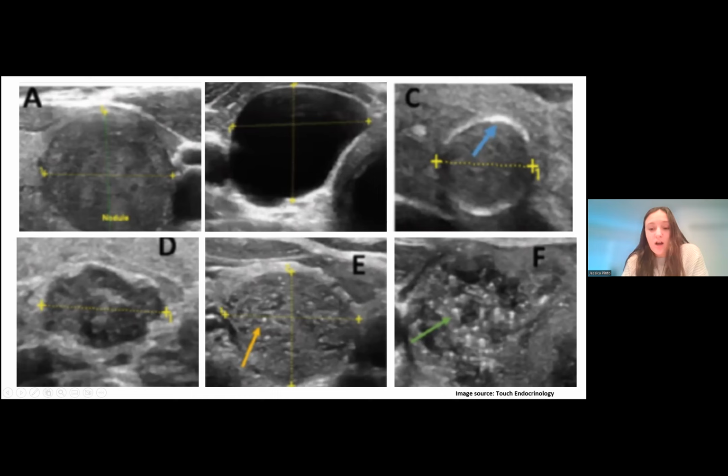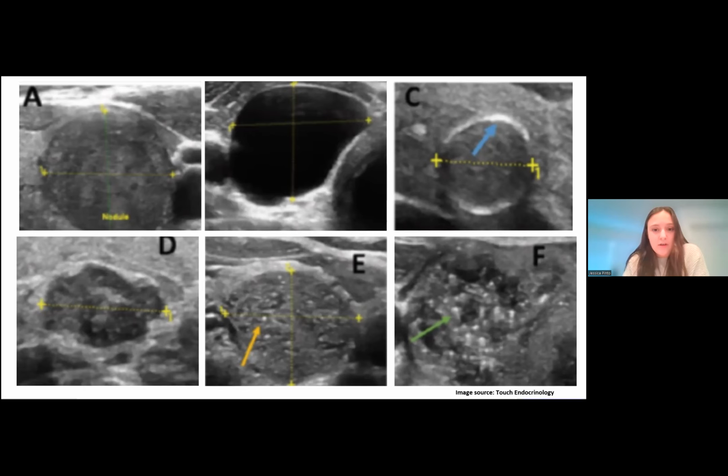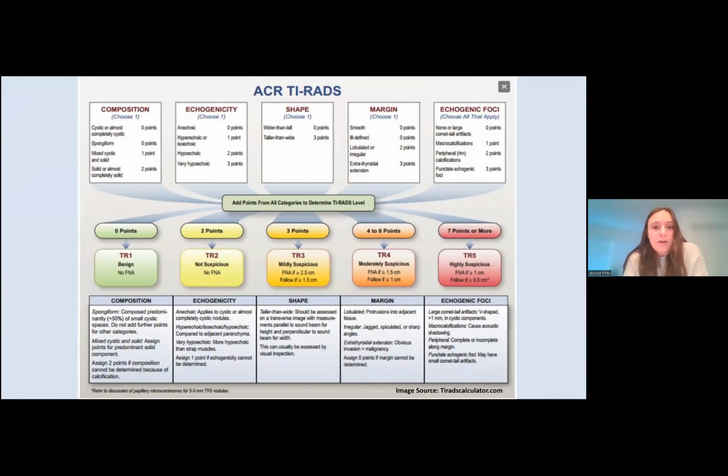And that's what they call comet tails, which is another finding that radiologists look for on the thyroid ultrasounds. So the American College of Radiology calculates this TIRADS score. They look at the composition, the echogenicity, the shape, the margins, and then the foci, such as microcalcifications, rim calcifications. And they attribute all these points to determine the classification from TR1 to TR5. And then typically what you want to be mindful of is TR3 or greater.